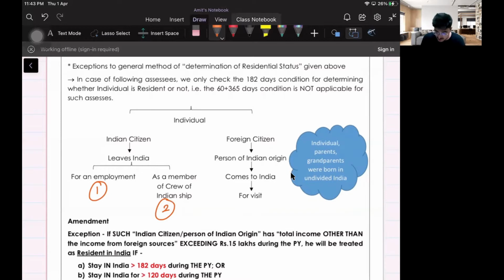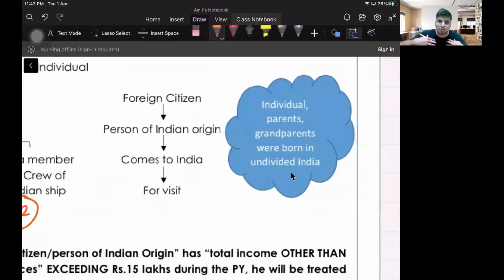The third category is if you are a foreign citizen and a person of Indian origin, coming to India for visit. So sir, what is the meaning of person of Indian origin? Person of Indian origin मतलब मैं खुद individual, my grandparents were born in undivided India. Such a person, a foreign citizen who is a person of Indian origin coming to India for visit and not for professional reasons. Please understand this: not for professional reasons, only for visit. In that case, you will fall under the third category.